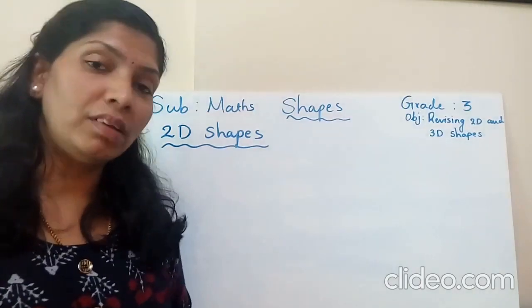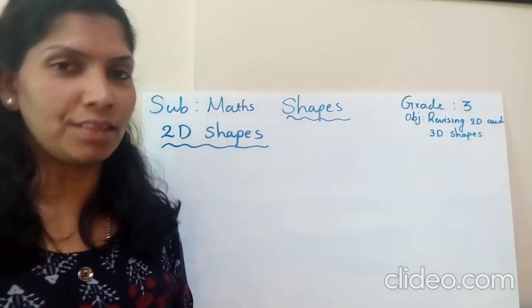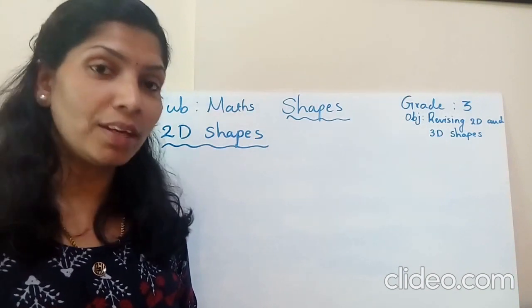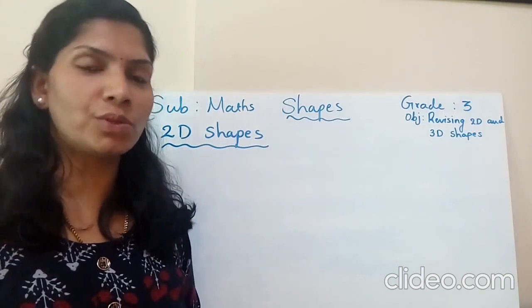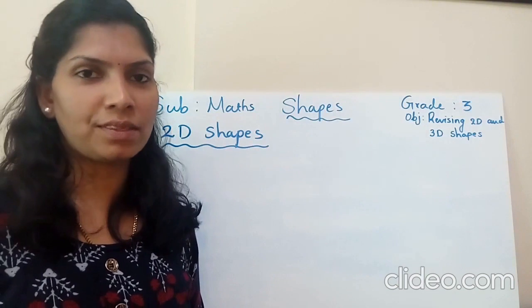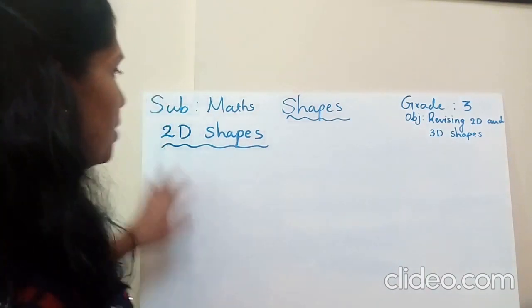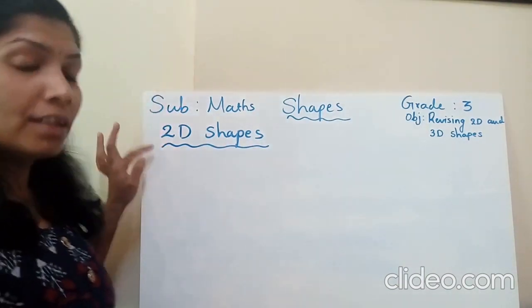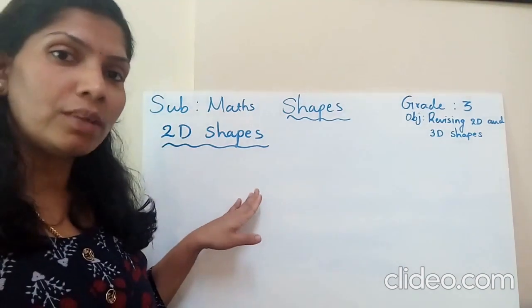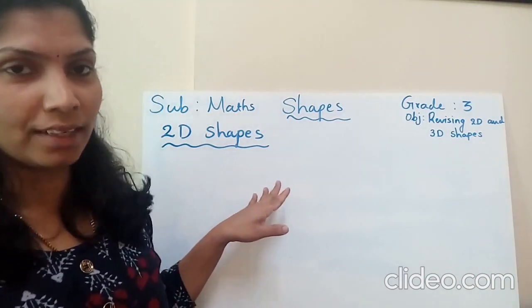Last year you learned 2D shapes and 3D shapes. Today we are going to revise those 2D shapes and 3D shapes. Let's start with 2D shapes. These 2D shapes are also called plane shapes. You have studied that, yes?